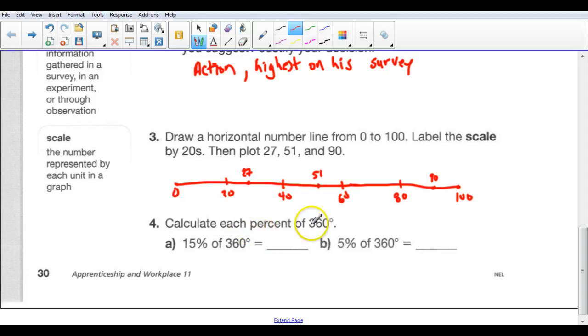Okay, calculate each percent of 360. So 15% of 360 just means 0.15, and the word means of, which means to multiply, times 360 degrees, and we get an answer of 54 degrees. 5% of 360 degrees is just 0.05 times 360, and we get an answer of 18 degrees. Okay?